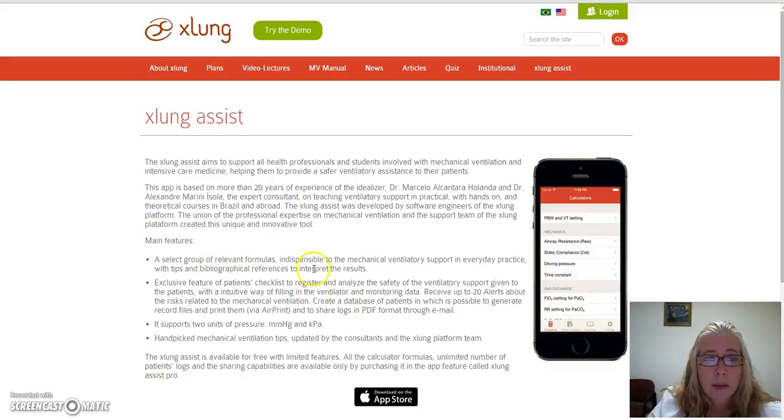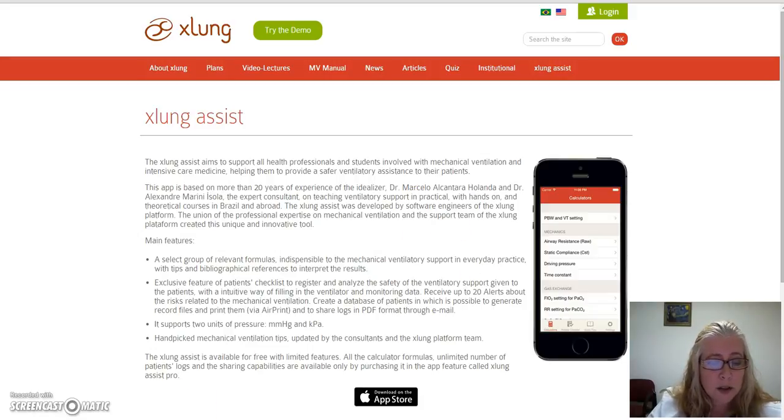Now with this app, it actually works well with their mechanical ventilation class. They can use it out in clinicals to help them make sure they have the right settings for patients, to do some calculations and things that they would look at to make changes in the patient's settings on the ventilator. It has tips in there and different things that they could use. There's an online site for the computer which does a whole lot more, but I'm focusing on the X-Lung Assist, which is what they would have on their phones.